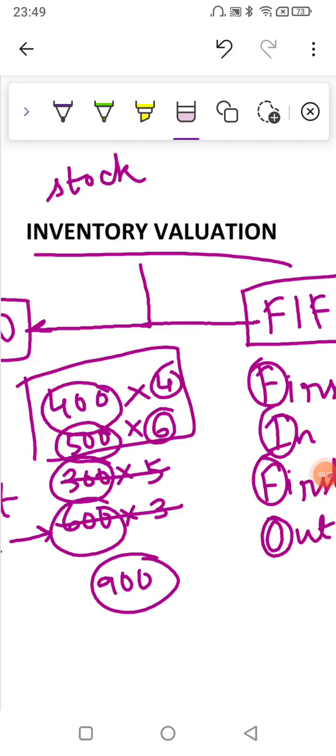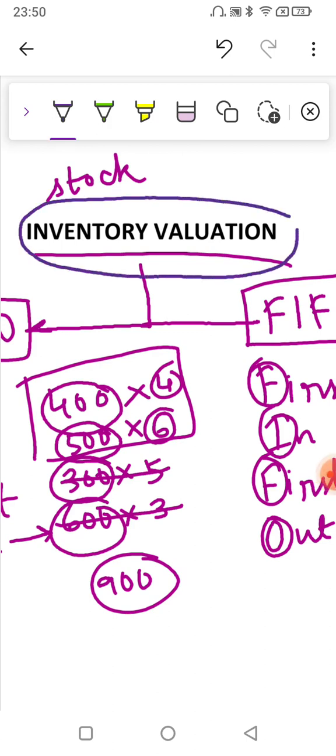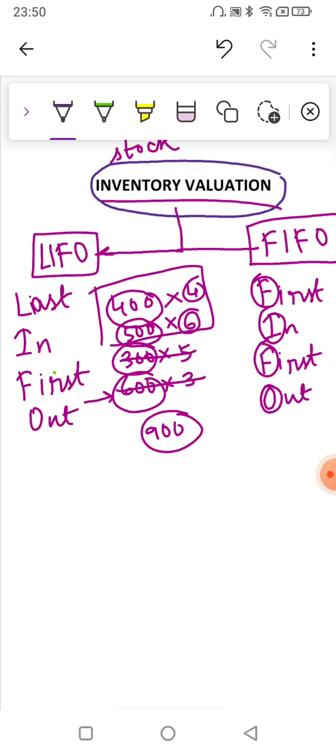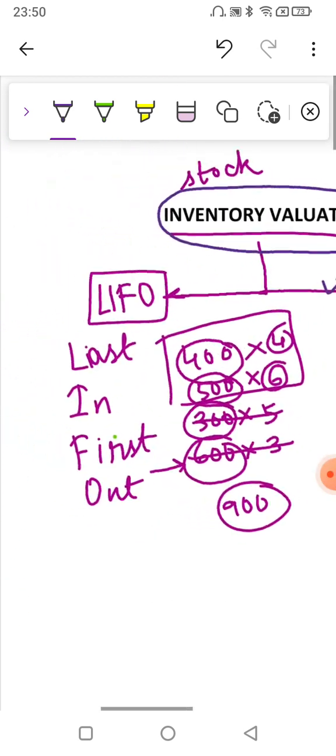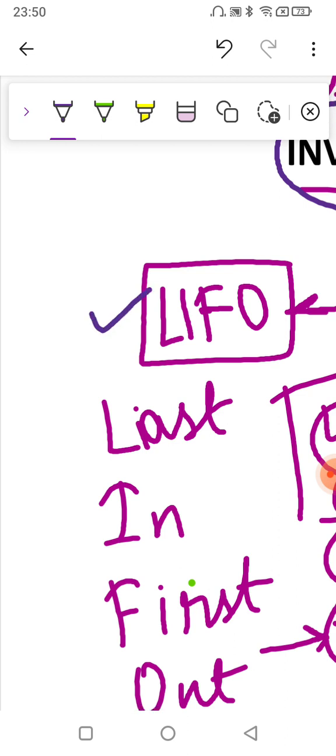Today's topic is inventory valuation. In my earlier video, I've already spoken about inventory valuation, and there were two methods I was talking about. First, being first in, first out, that is FIFO, that we had already discussed and we've done the sum. And another was last in, first out, which means whichever stock we had purchased lastly, that will be issued first, and that way it will move.